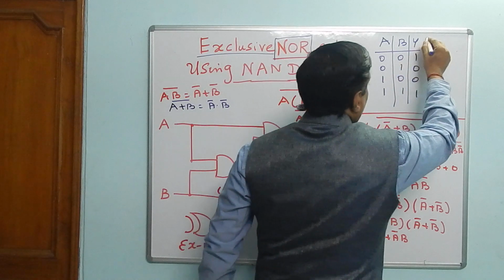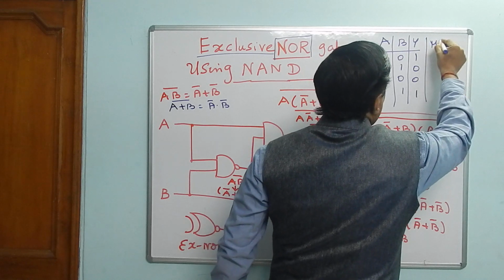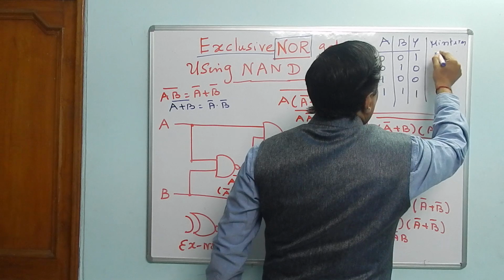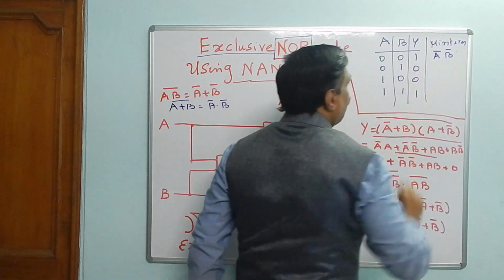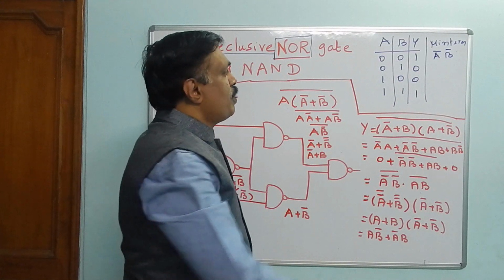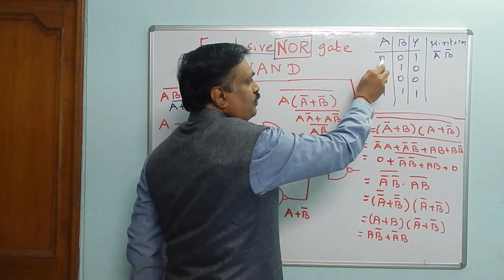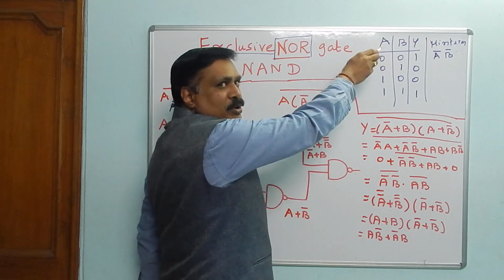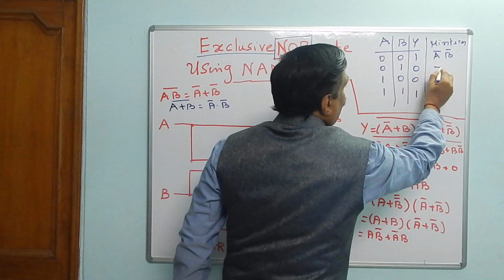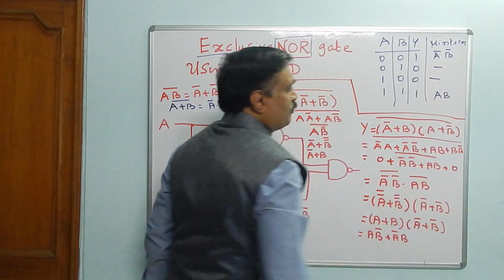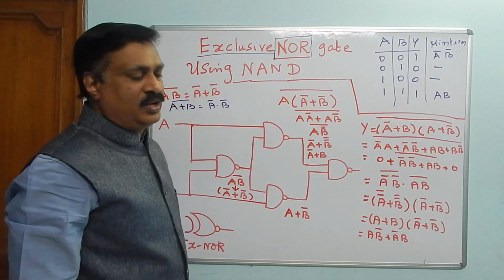Now the minterm for this. Here it is A bar B bar, because for this one both are 0 0. Therefore both are 0 means both are complement. And here no minterm. Therefore you are getting AB here.